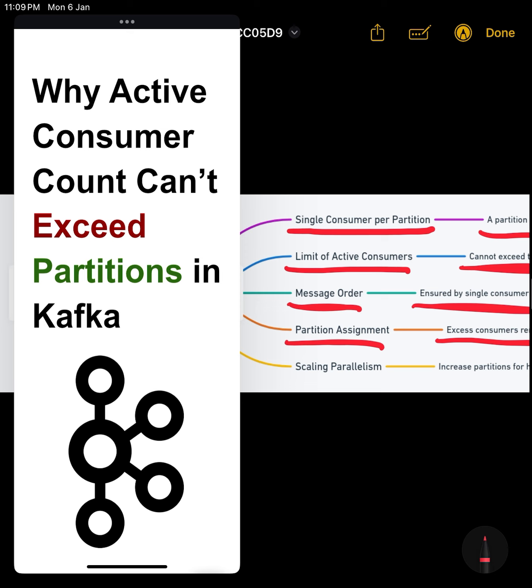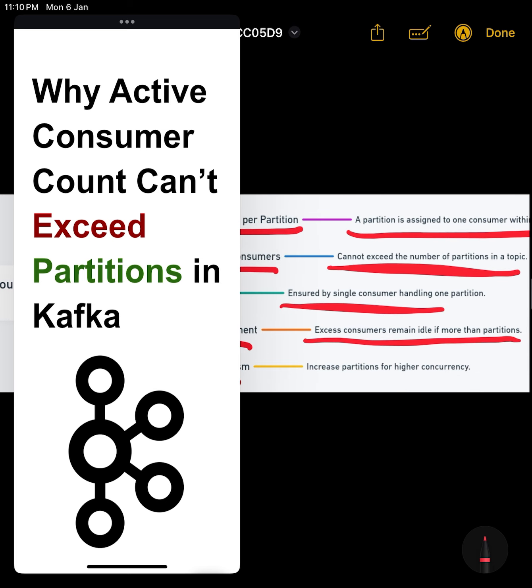4. Optimal utilization. Adding more consumers than the number of partitions in a topic is inefficient. Idle consumers would add unnecessary resource overhead without contributing to data processing. Kafka is designed to scale parallelism by increasing partitions, not by increasing idle consumers.